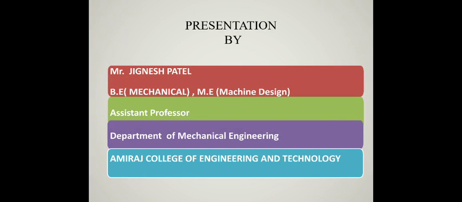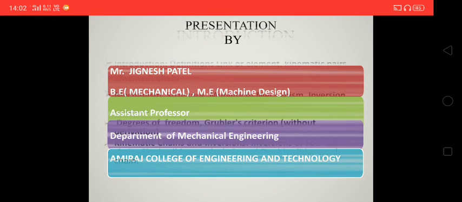Welcome friends. Today we are going to study kinematics of machine. In the kinematics of machine, we are going to study the introduction part of kinematics. In the introduction we are going to study the definition of link, kinematic pair, kinematic chain, what is a machine, and what is a mechanism. These kinds of terms we are going to study in the introduction part of kinematics of machines.